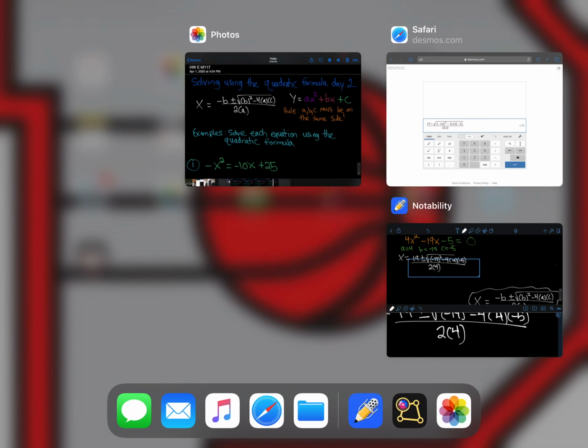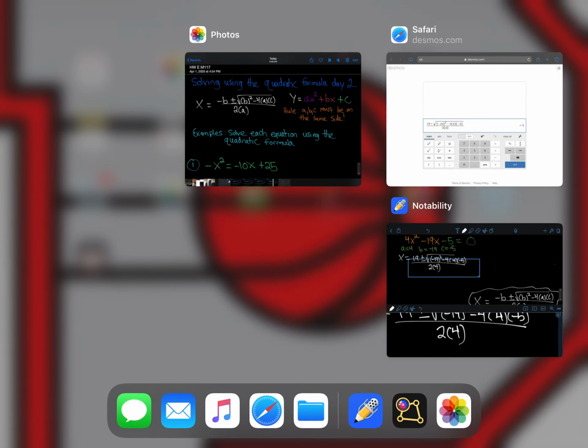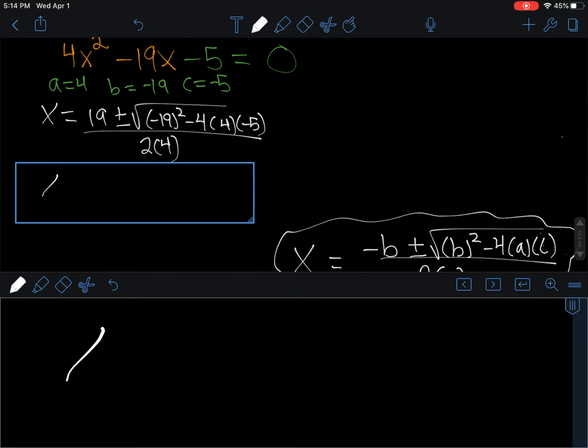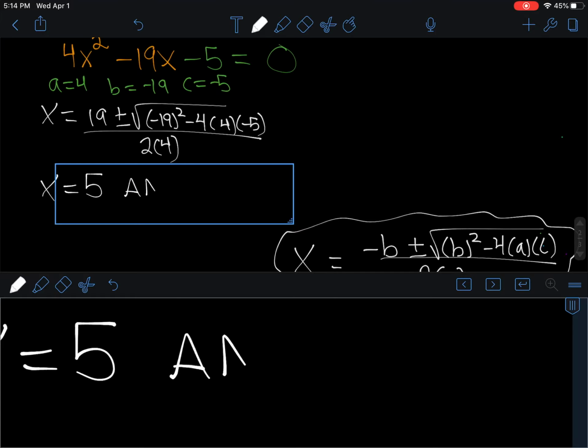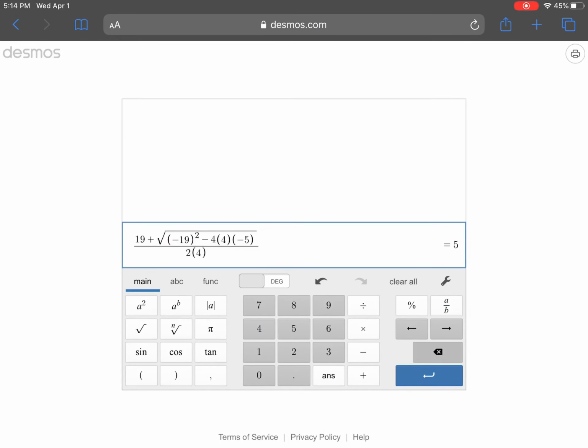Your A is 4 there, so be careful. So one of my answers, oh, look, I get 5 again. One of my favorite numbers is 5, so I like making 5 one of my answers all the time. So x equals 5, and change the plus to a minus now.